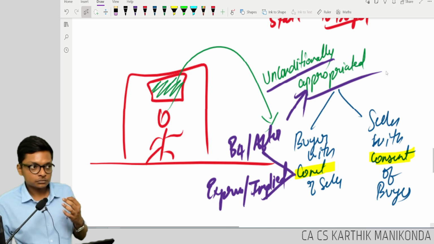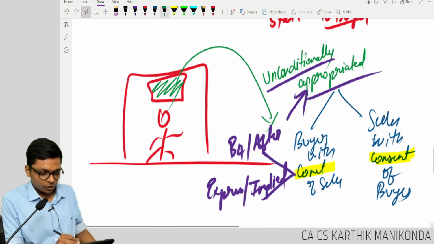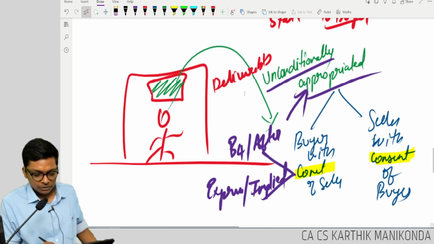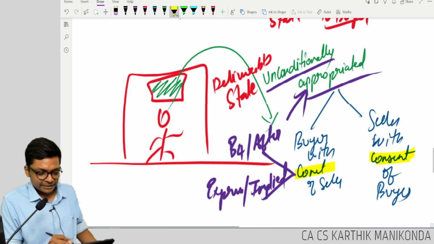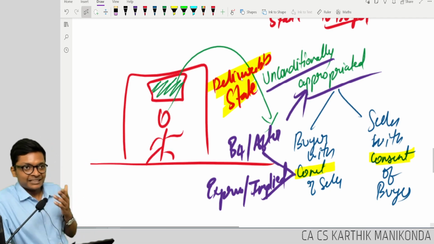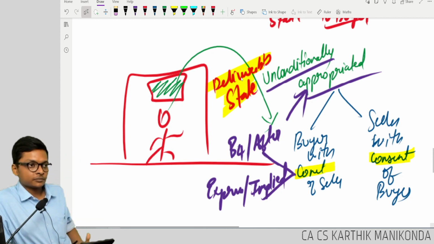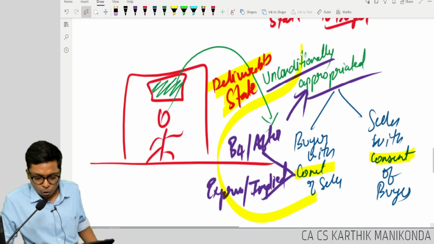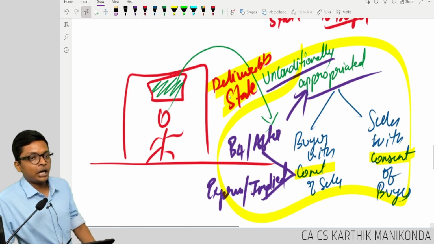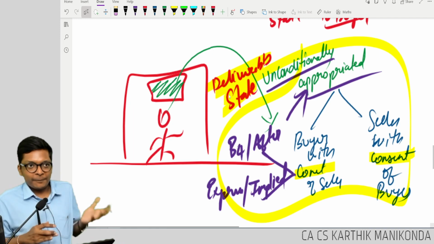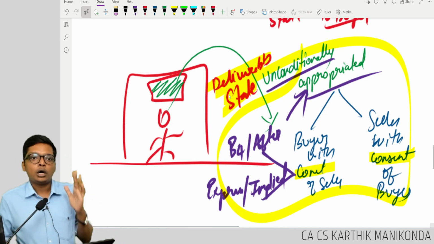Clear? One more important point. Goods should also be in a deliverable state. If it's not in a deliverable state, for example future goods, then I have to bring it to a deliverable state and then do all of this. Are you following, guys? If it's not in a deliverable state now, at any time bring it to a deliverable state and then do all of this.